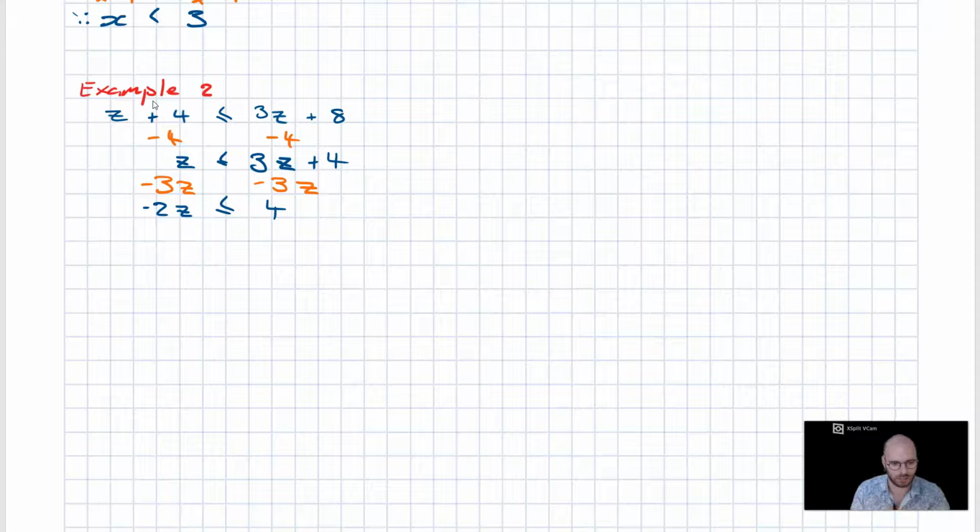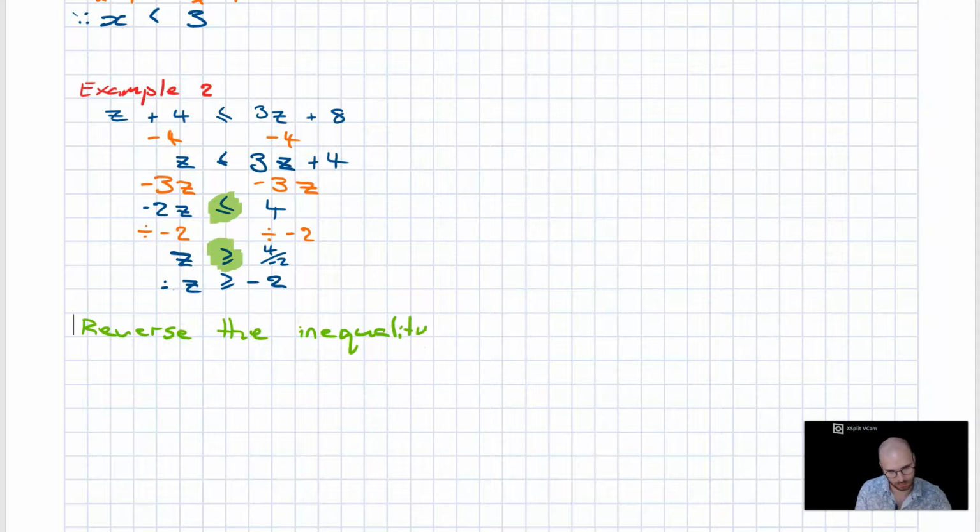Now we've got the condition where we have a negative subject. So we've got this minus 2z. What we're going to do is divide both sides by minus 2. Because we're dividing by a negative quantity, we have to reverse the inequality sign. So we're going to go z is greater than or equal to 4 divided by negative 2, and therefore z is greater than or equal to minus 2. So we reverse the inequality symbol direction when we multiply or divide by a negative quantity.